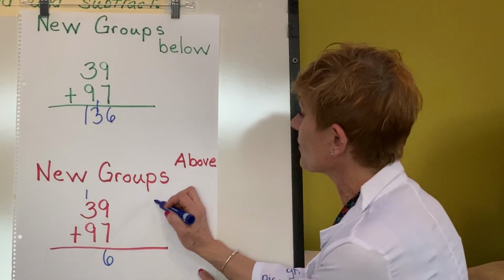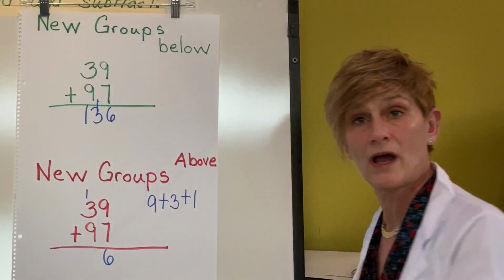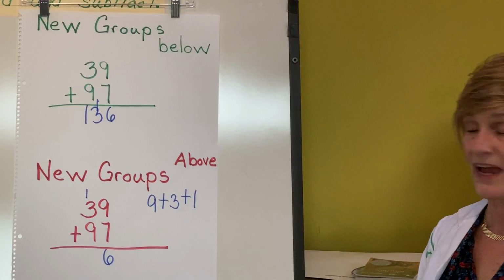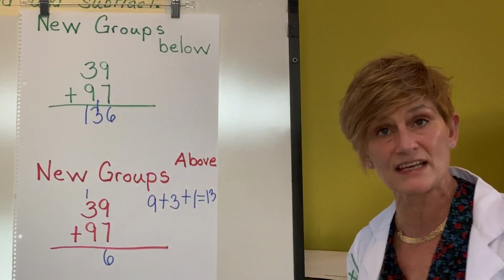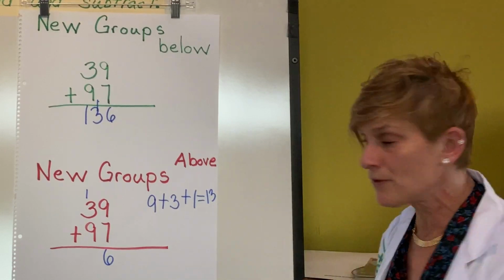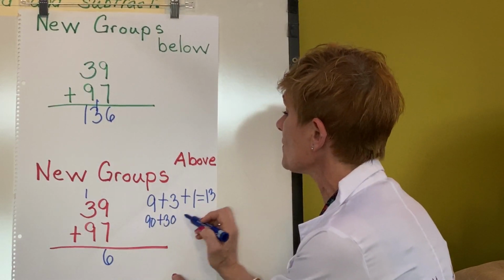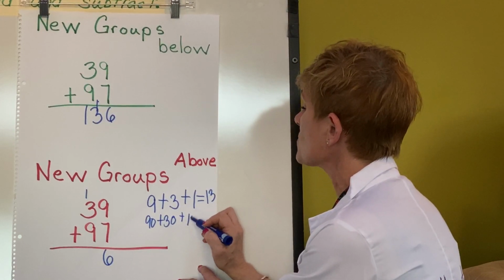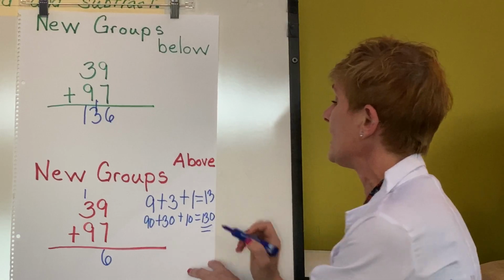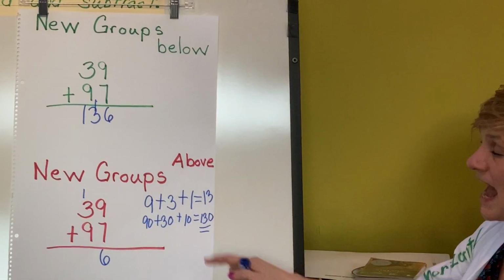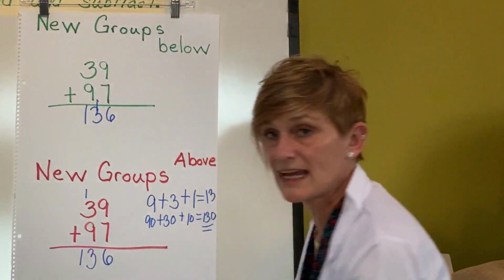Now a lot of boys and girls will go, I know that could be looked at as a 9 plus a 3 plus a 1. That's all great. That's fine. If you know what that is, 13, I think that's fantastic. But the power is when you know that you have 9 10s plus 3 10s plus 1 10. Then you know you have 13 10s. And that's the difference. So now I have 136.